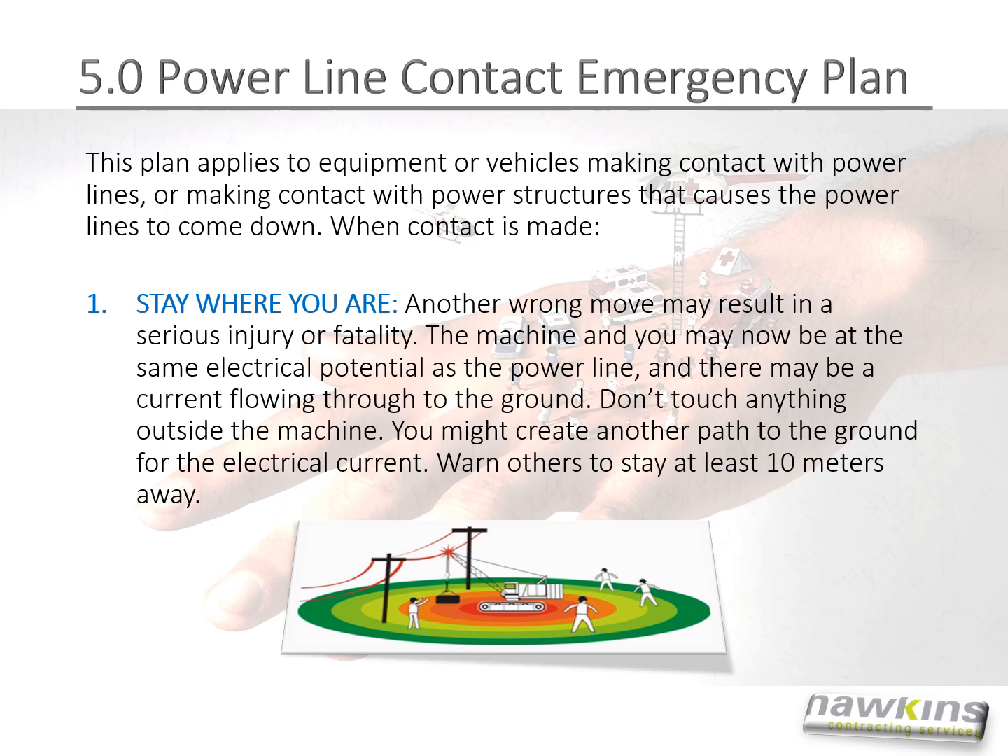Powerline Contact Emergency Plan applies to equipment or vehicles making contact with power lines or making contact with power structures that causes the power lines to come down. When contact is made, first, stay where you are. Another wrong move may result in a serious injury or fatality. The machine and you may be at the same electrical potential as the power line, and there may be a current flowing through the ground. Don't touch anything outside the machine. You might create another path to the ground for the electrical current. Warn others to stay at least 10 meters away.